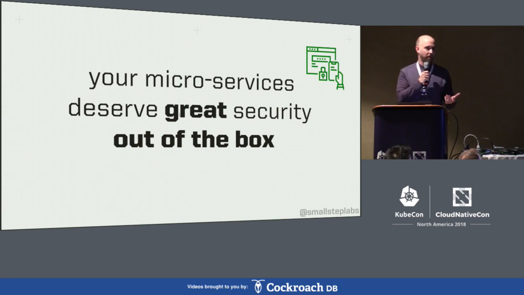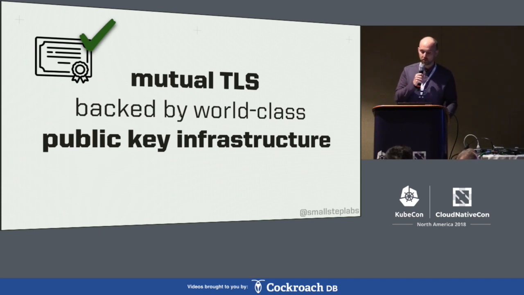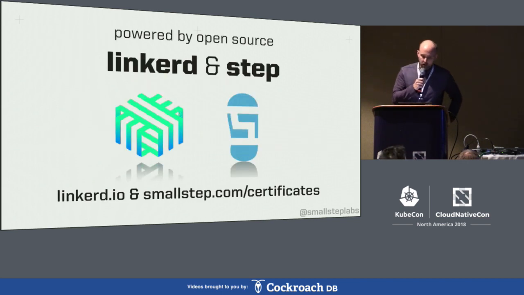So deep down, we believe that your microservices deserve great security out of the box. And what we think is that you can do that by using mutual TLS backed by a world-class public key infrastructure. Some of you might already know that Linkerd has, to some extent, mutual TLS support. Our toolkit, SmallStep's, which we call STEP, is a world-class, fully featured public key infrastructure. What we've done here is combine Linkerd and STEP to deliver that experience of a fully featured certificate authority and PKI and to deliver mutual TLS. In fact, we just dropped our STEP certificates, which is an online CA, as an open source project that you can access under the URL that I called out here.